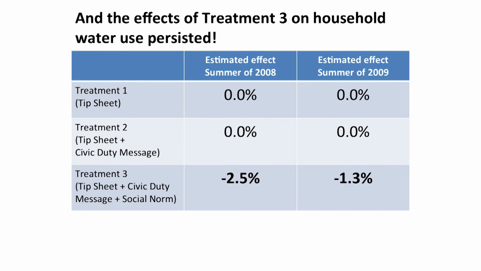The research team continued their research into 2008 and 2009 to determine how long the effects of the information treatment would last. This table shows that the effects of information treatments 1 and 2 had disappeared 1 year later, by the summer of 2008. But the effects of treatment 3 with the social norms information decayed much more slowly. There was a statistically significant negative effect in 2009.